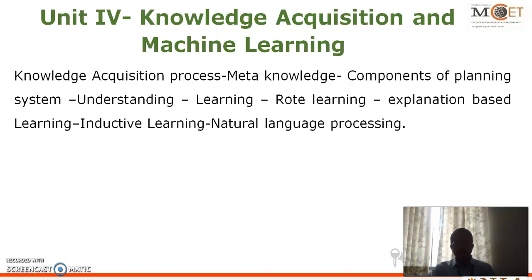And in unit 4, we are going to have knowledge acquisition and machine learning. Here the knowledge acquisition process will be followed with meta-knowledge, and we are going to have the components of planning system and understanding, then learning, rote learning, explanation based learning, inductive learning, and finally natural language processing. So these are the topics we are going to learn about knowledge acquisition and machine learning.